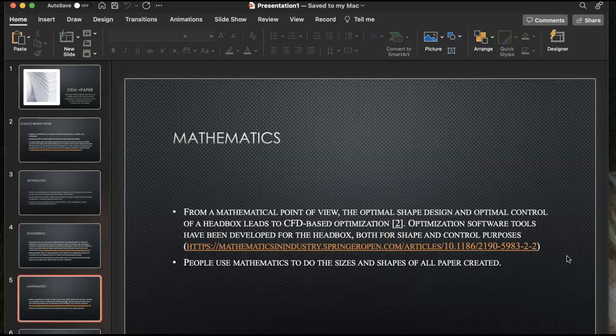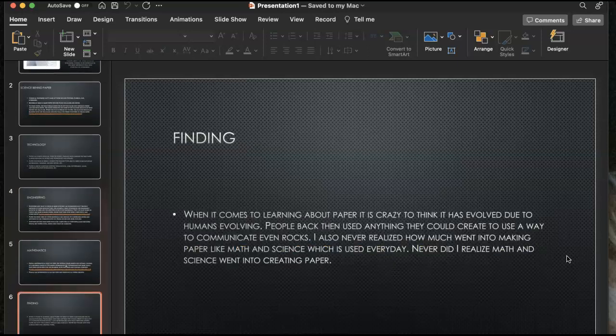Also, I didn't realize when I took this class that it was crazy to think that mathematics is used to create things. So people use mathematics to do different sizes, shapes. I know when you get notebooks, it'll say a certain size notebook it is, and then sometimes in school you have to have a certain size or whatever.